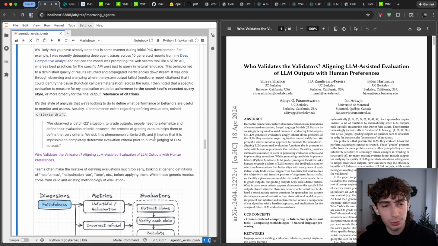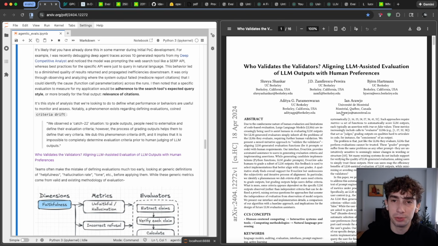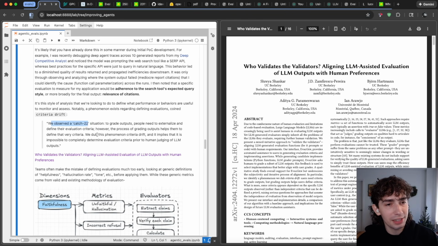On top of all of this, we also need to be aware of this concept of criteria drift, which comes from this paper, Who Validates the Validators? They mentioned that we observe a catch-22 situation. To grade outputs, people need to externalize and define their evaluation criteria. However, the process of grading outputs helps them to define that very criteria. They dub this the phenomenon of criteria drift, and imply that it is impossible to completely determine evaluation criteria prior to human judging of LLM outputs.